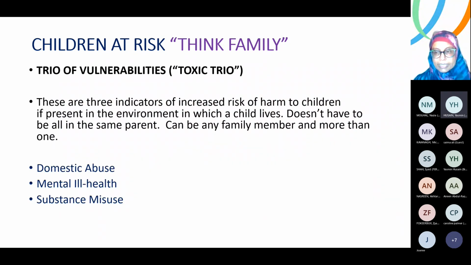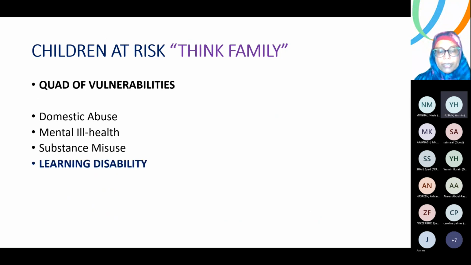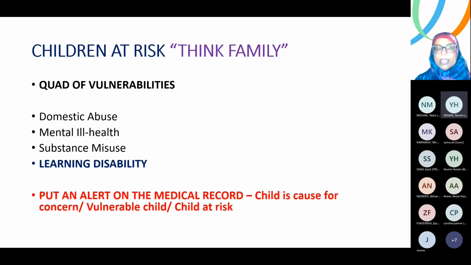And then we have the trio of vulnerabilities. If a child is sitting in an environment with domestic abuse, mental ill health and substance misuse, we need to put an alert on the medical records. That child is at risk. And if we throw in the fact that a child has a learning disability, we call it the quadrant of vulnerabilities. And again, we must have an alert on that on the records. Child is cause for concern, vulnerable child at risk.